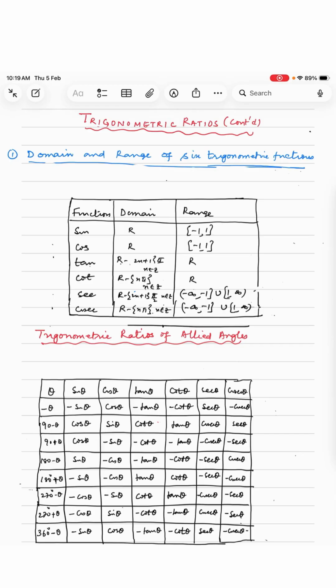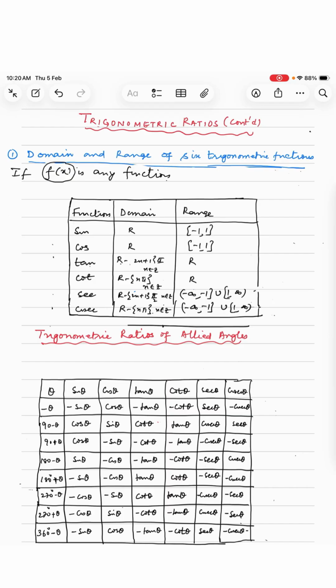Now, the meaning is, if f of x is any function, what is the meaning of domain? If f of x is any function, domain means all the values which x takes, so that the given function is well defined. And range means all the values which f of x takes.